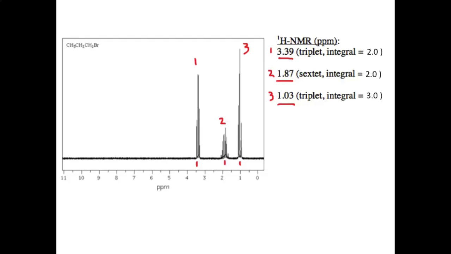We need to understand how many peaks there are in each signal. If you look at the spectrum, it's a little hard to see, but there are 3 peaks shown here, and that's indicated in our table by the term triplet. That means there are 3 peaks in signal number 1. For signal number 2, there are a lot of peaks here, and if you count them, you can see that we have 6 peaks. That's called a sextet. And in signal 3, again we have 3 peaks in our signal.